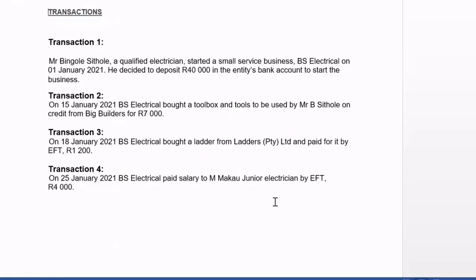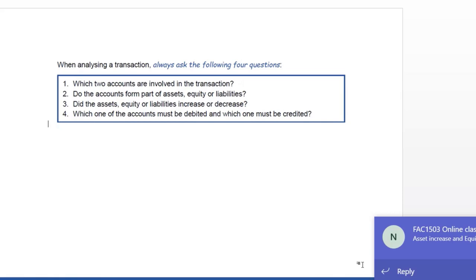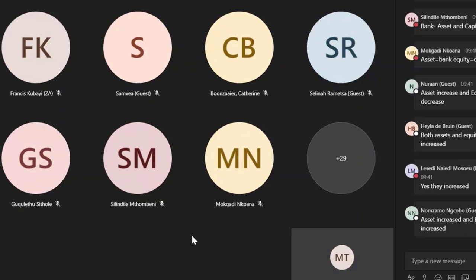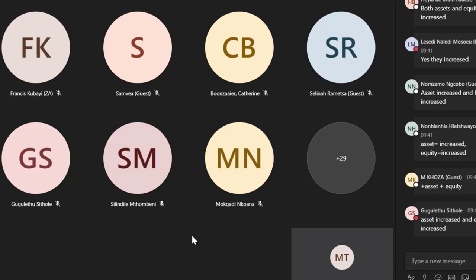And we're going to be looking at the third one. What is the third one? Did the asset, equity or liability increase or decrease? Let us see. Noreen is saying asset increase, equity decrease. Guys, do you agree with Noreen? Lati Brain is saying both asset and equity increased. Yes, asset increased, equity also increased. Well done. Noreen, they will both increase.